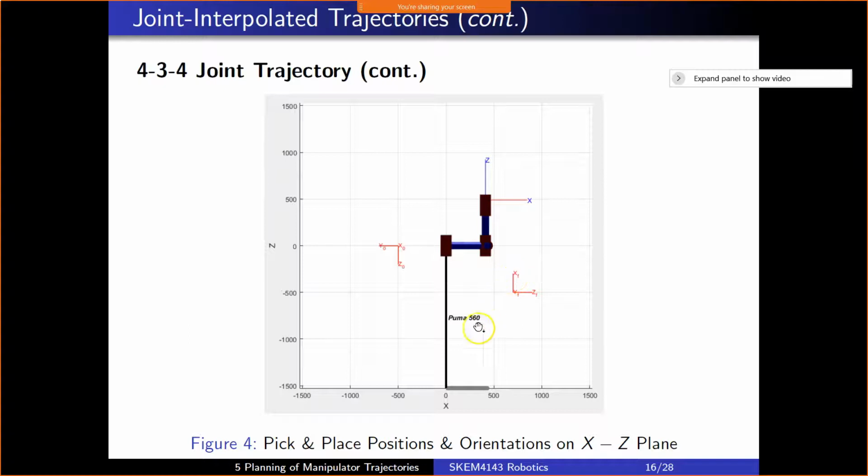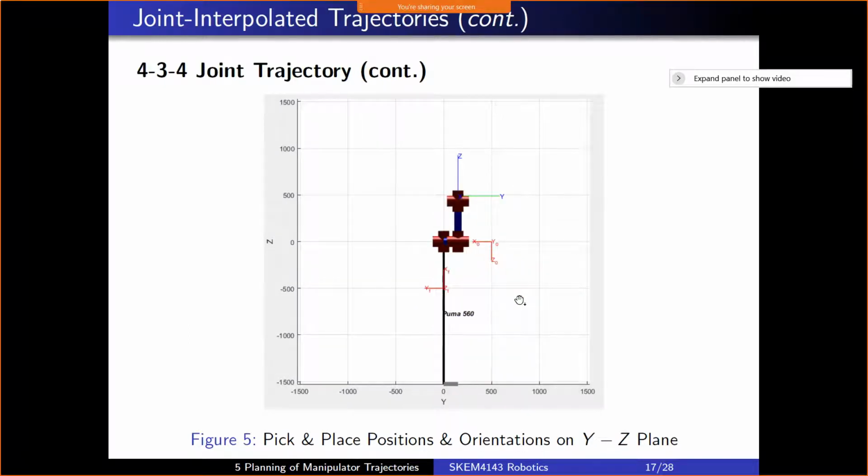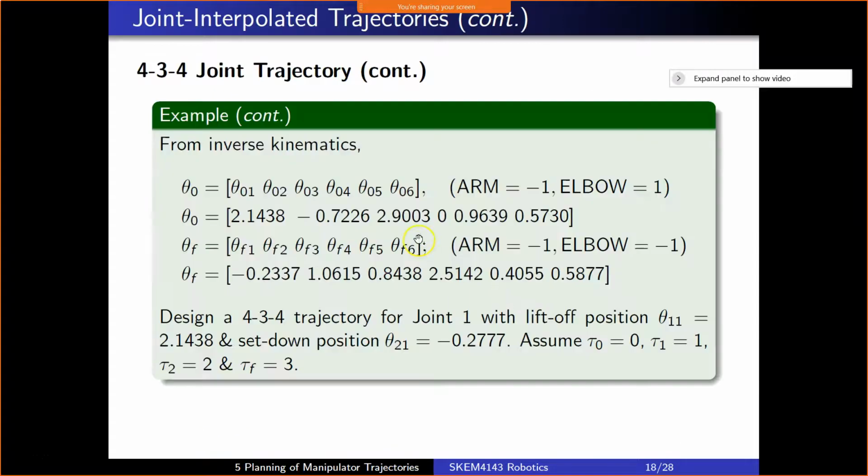And this is the side view, and this is the other side view. Okay, so we can see it picks from slightly higher compared to the place position, right? Doesn't matter. Anyway, the question continues, right?